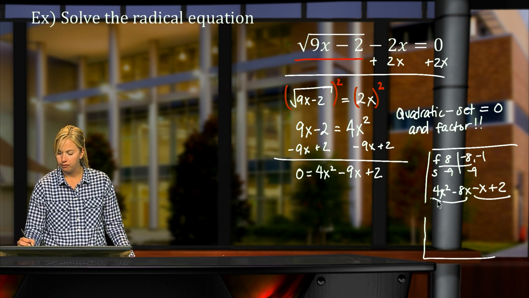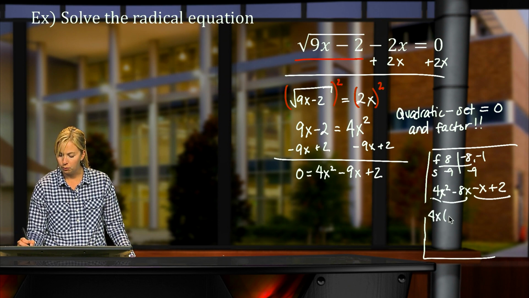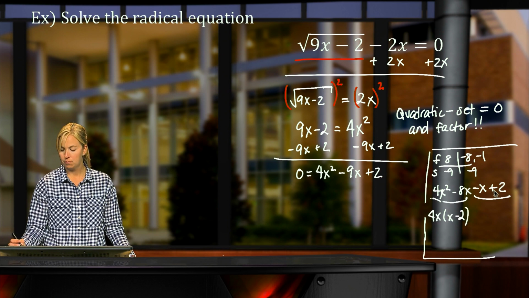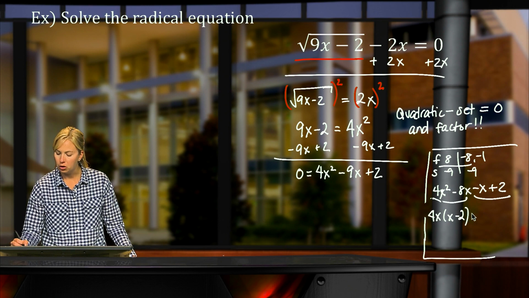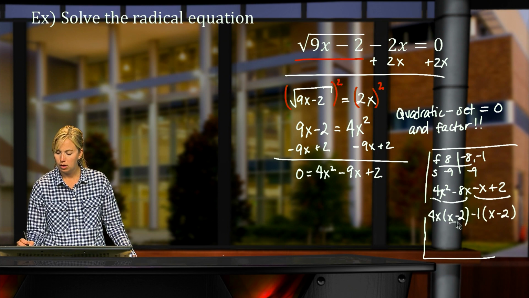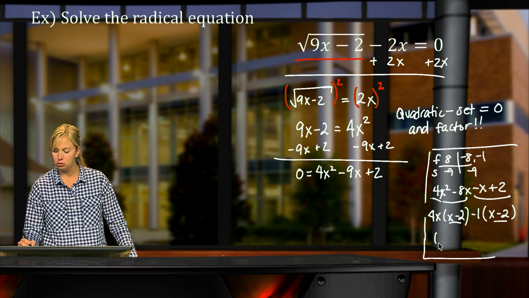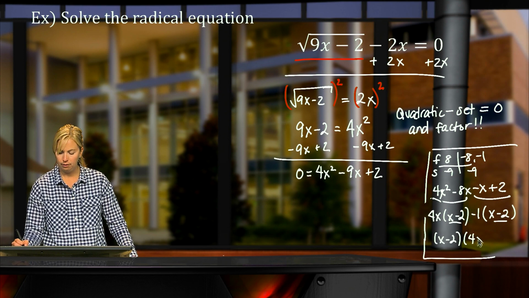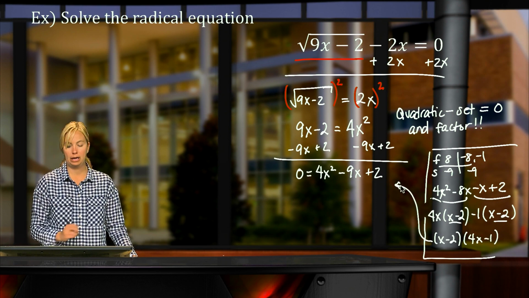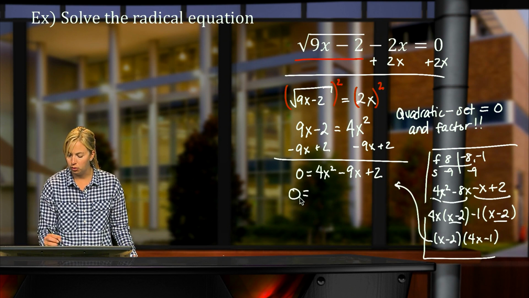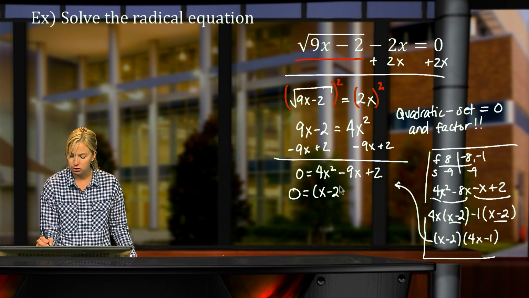From the first set, we can factor out a 4x, and we're left with x minus 2. And then from negative x plus 2, since that lead coefficient is negative, we're going to factor out a negative 1, and we'll be left with x minus 2. They both have a factor of x minus 2, so that is my first factor. And then 4x minus 1 is my second. So this we're just going to plug back in over here. We have 0 equals x minus 2 times 4x minus 1.